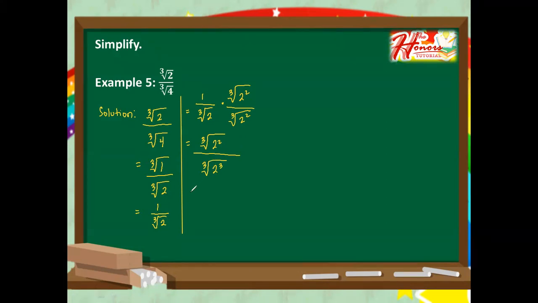Since in our denominator, we have here the index 3 and the exponent 3, we can just cancel this out. So for our denominator, we have here 2. And then for our numerator, kindly simplify 2 squared. So it will become cube root of 4. And this is the final answer already. Cube root of 4 over 2.